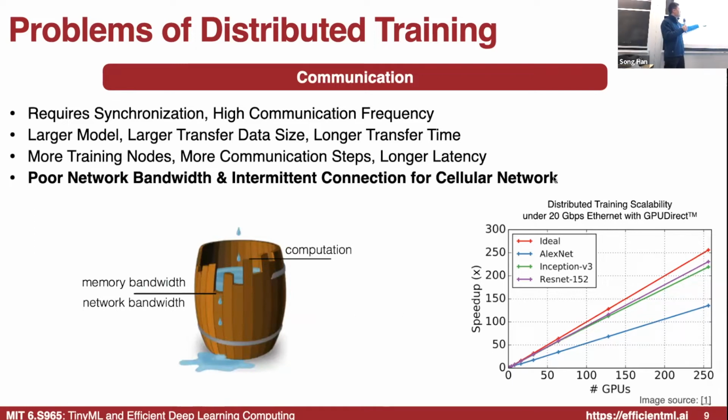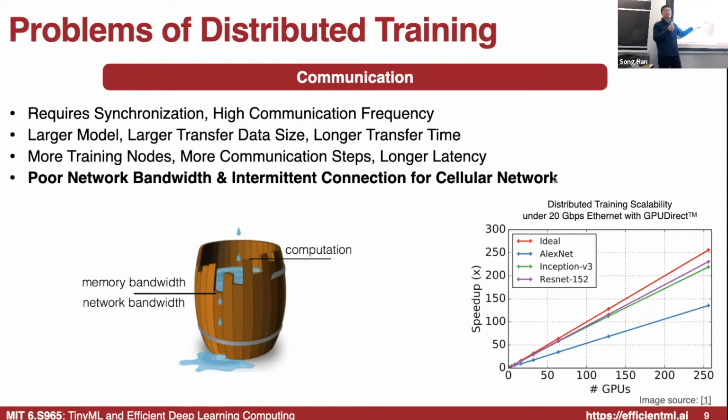So actually, computation is cheap. It's very easy to increase the amount of flops, the multipliers, the adders. But memory bandwidth and networking bandwidth is really the lowest bar in the bucket, right? The lowest bar determines how much water you can hold in the bucket, right?